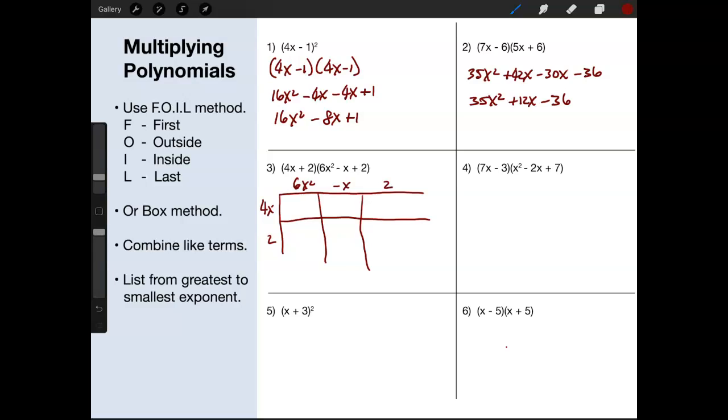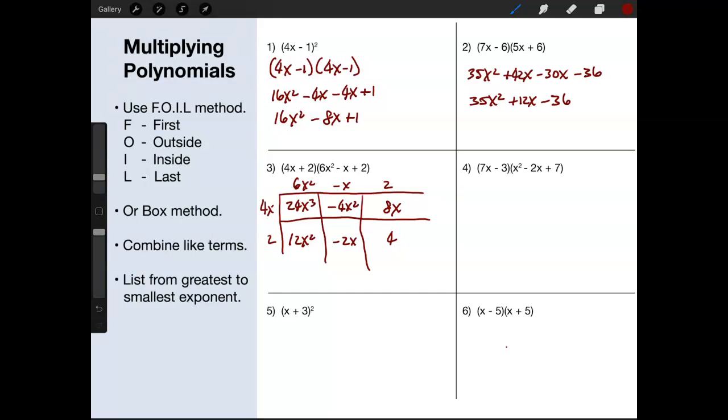And we multiply 4x times 6x squared, 24x cubed. 6x squared times 2 is 12x squared. 4x times negative x is negative 4x squared. 2 times negative x is negative 2x. 4x multiplied by 2 is 8x. And then 2 multiplied by 2 is positive 4.